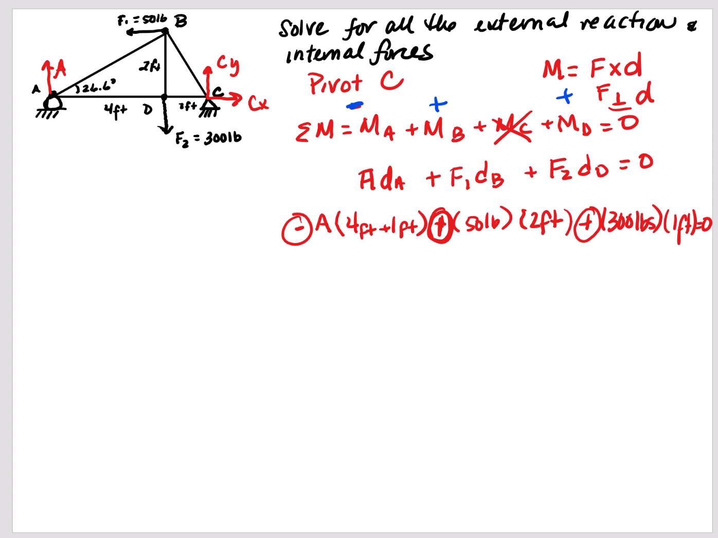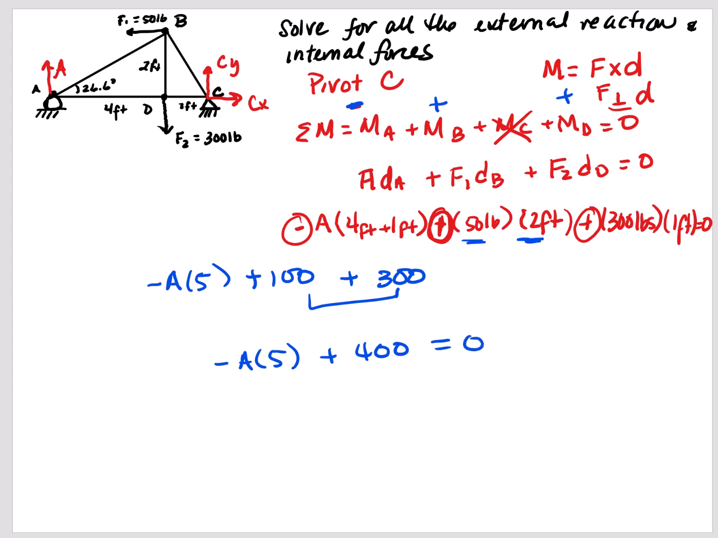Now I'm going to solve for A. So negative A, 4 plus 1 is 5. So you're going to have 5. And I'm going to remove the units to make it a little bit easier. Plus 50 times 2 is 100. Plus 300 times 1 is 300. So if I add this, this is negative A times 5 plus 400. This has to equal 0.